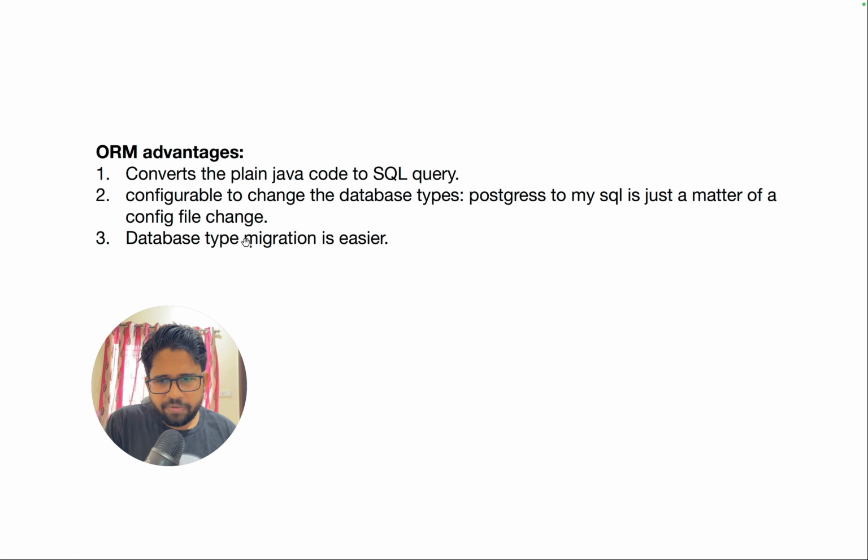The second is that it is configurable to change the database type. For example, there was this one configuration in which you could choose the dialect, so going from Postgres to Microsoft SQL is just a configuration change. So you write Java code, Hibernate will convert your Java code to a SQL query, and based on whatever configuration, if you are using Postgres, it will convert to Postgres, etc.